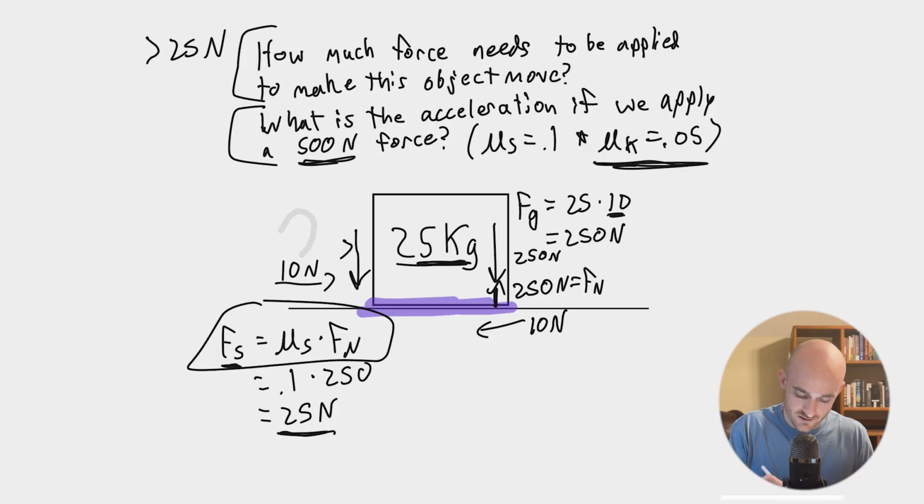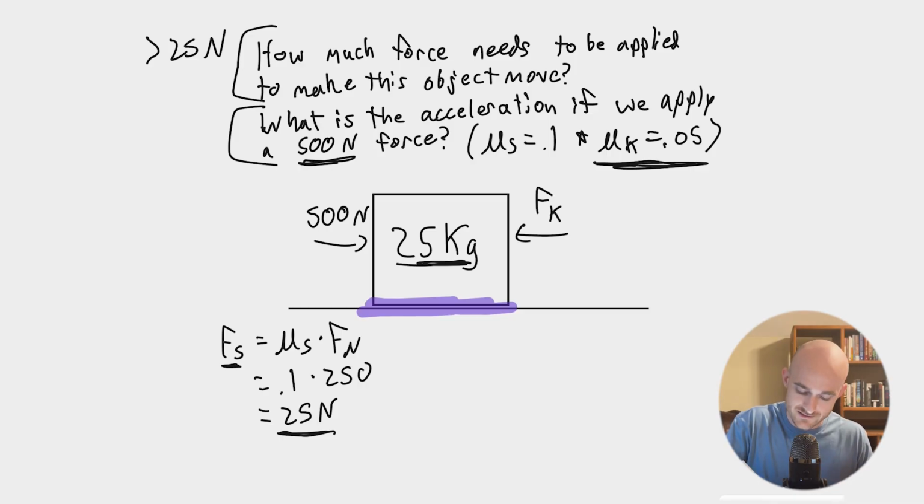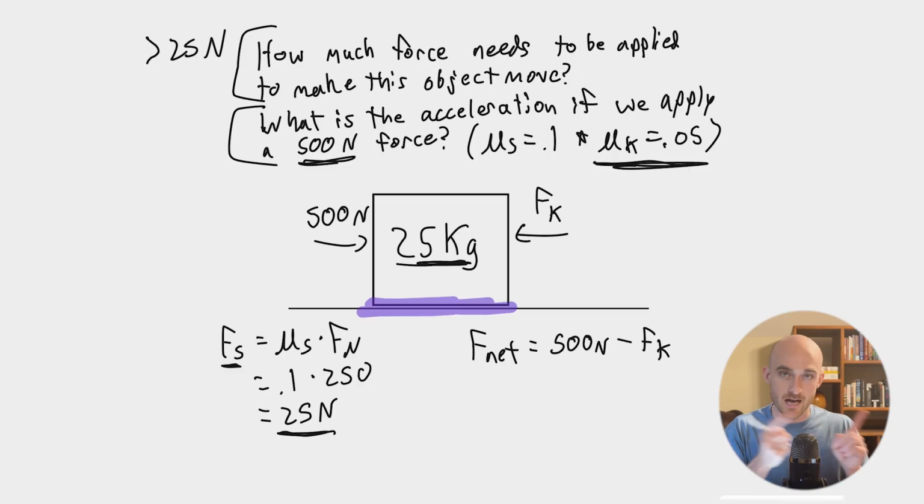And let me erase some of this so that we can work with a clean slate. We have 500 newtons pushing on the object. We have the kinetic friction resisting that motion. So force of kinetic friction. To find the acceleration, we need to find the net force. And the net force is going to be equal to that 500 newtons that we are applying minus the friction force that is pointing in the opposite direction.